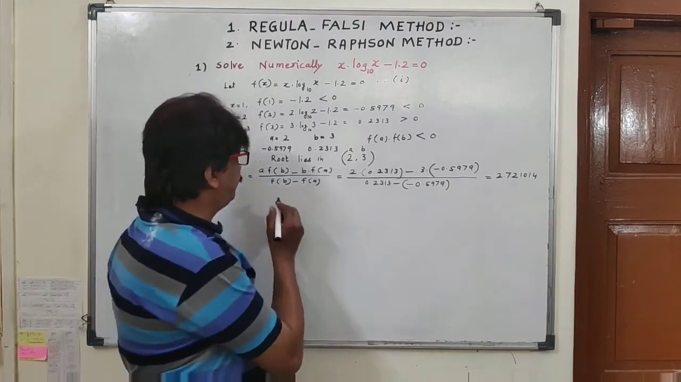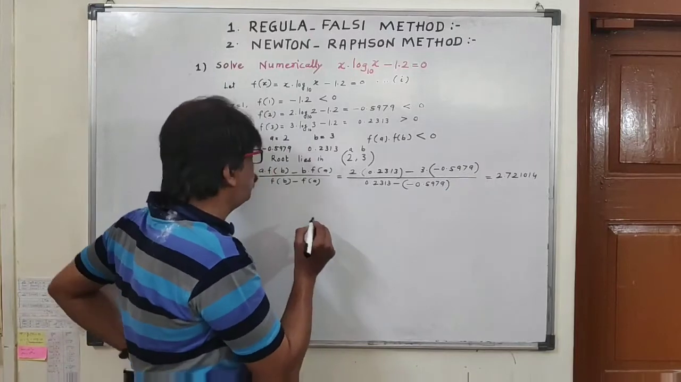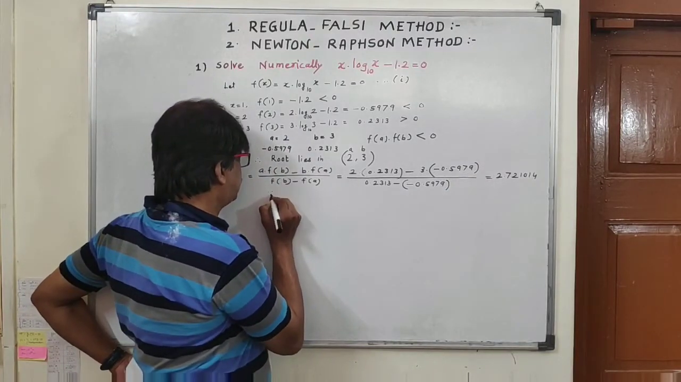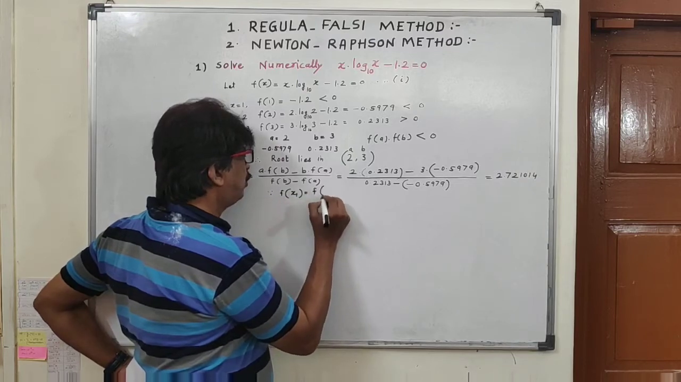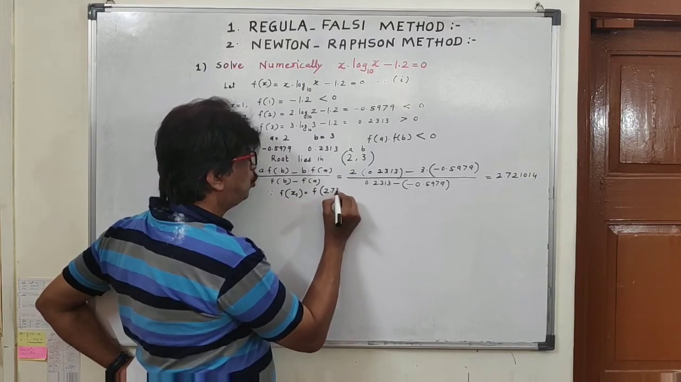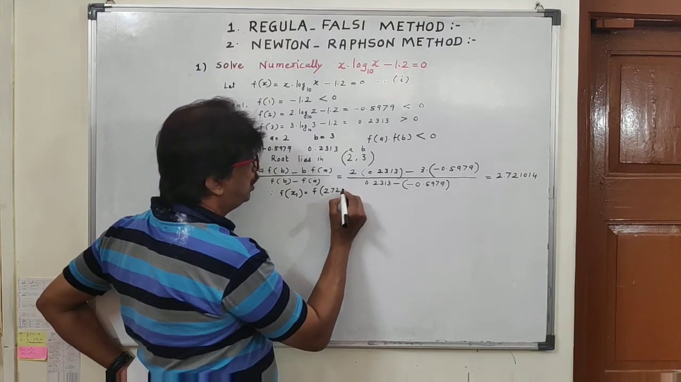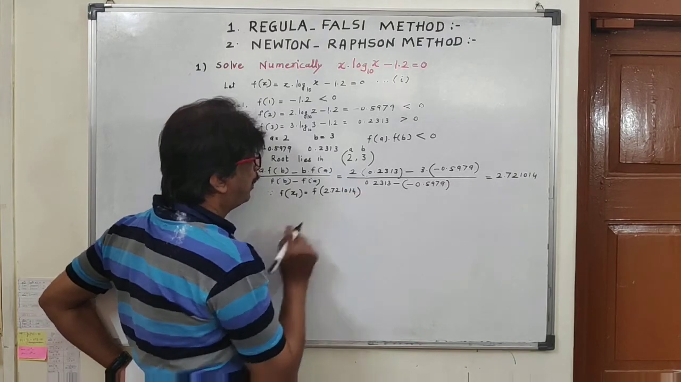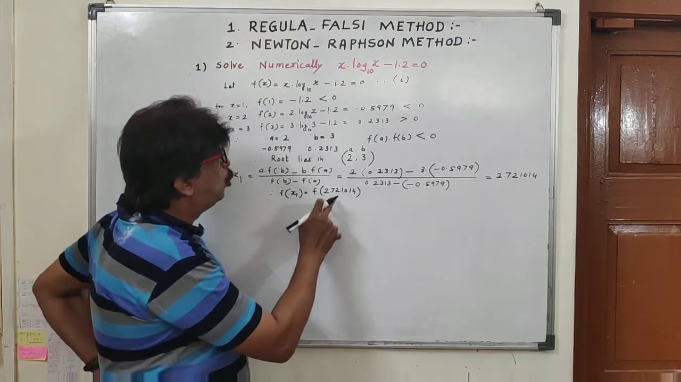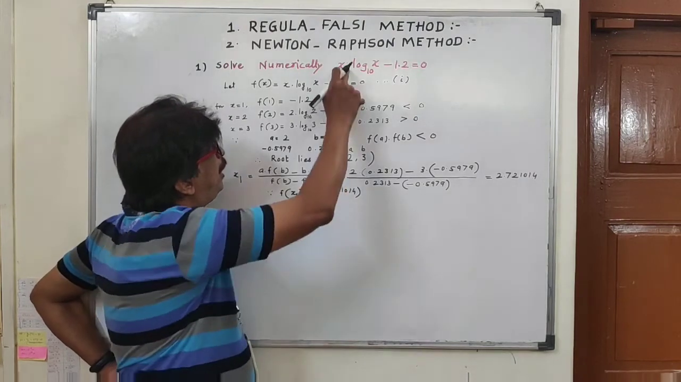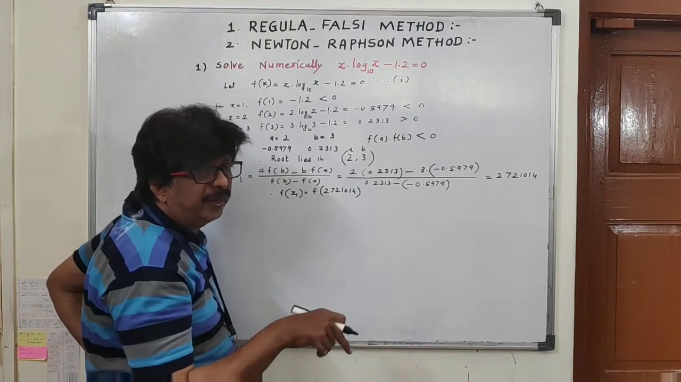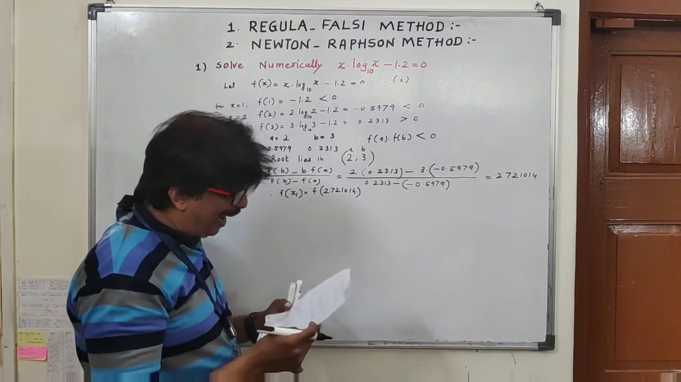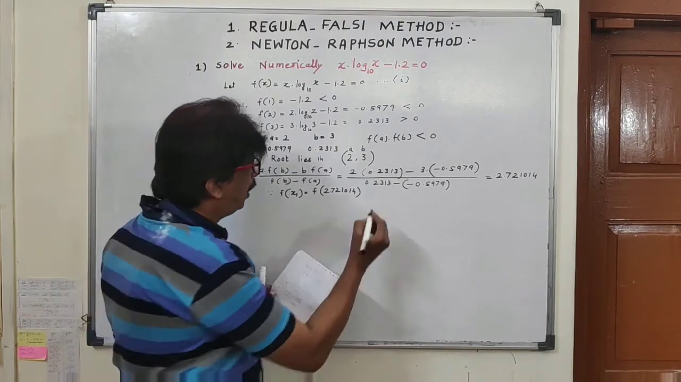Now f of x1, f of 2.721014. What does it mean? 2.721014 into log of 2.721014 to the base 10 minus 1.2. That value comes out as minus 0.01704.